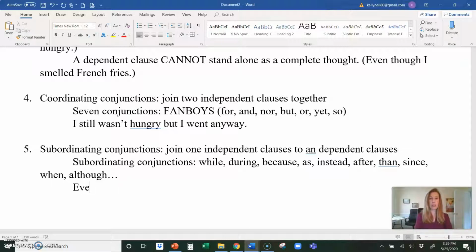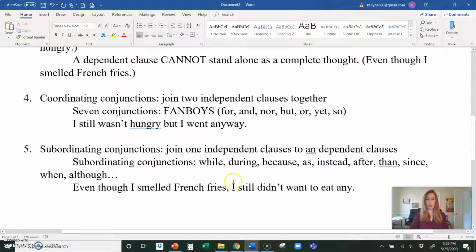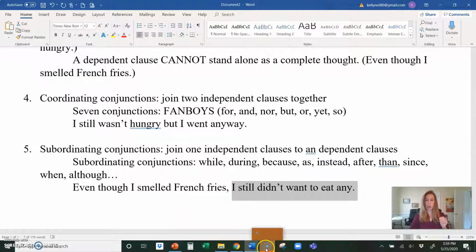So here's an example. If I said, even though I smelled French fries, I still didn't want to eat any. Maybe that poor person is sick. I don't know. Who doesn't want to eat French fries when you smell them? But in any case, here is my dependent clause. It starts with my subordinating conjunction, even though I smelled French fries, and I've attached it now to an independent clause, I still didn't want to eat any. So that is how my dependent and independent clauses can work.